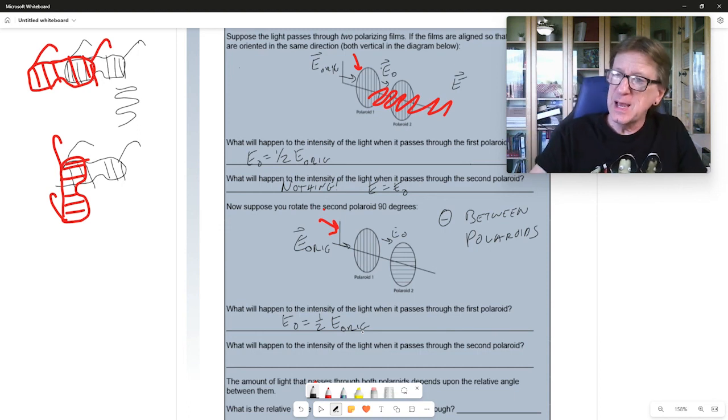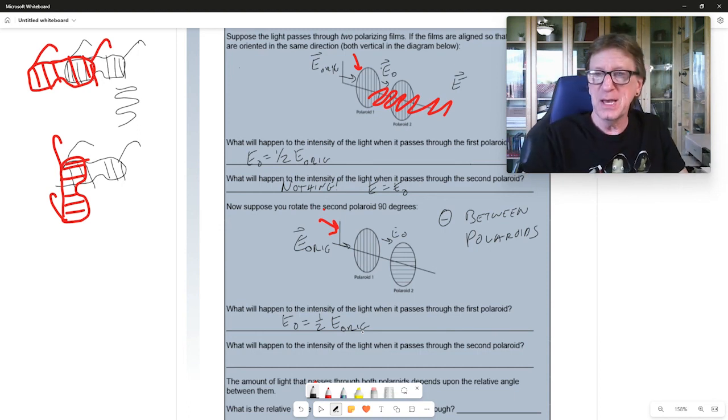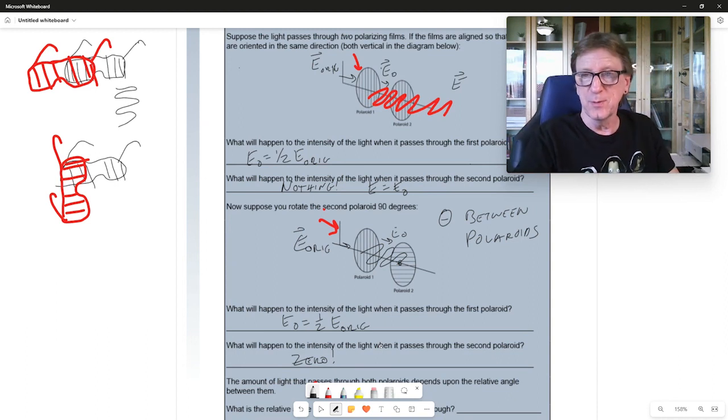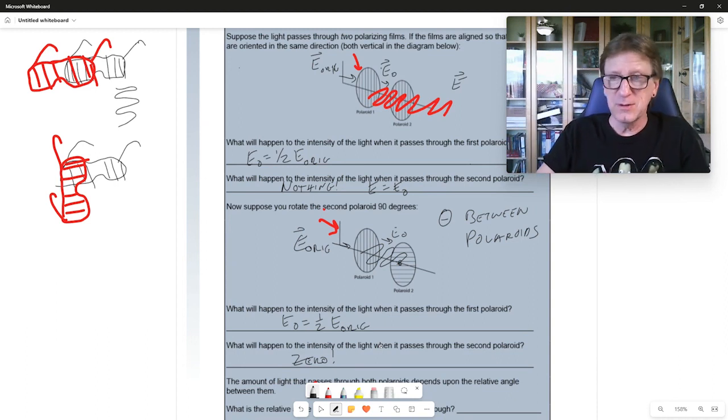Now, what's going to happen to the intensity of the light when it passes through the second polarizer? Think about it. It's going to be gone. So the intensity will actually go to 0. And let's think about why. So I've got all possible polarizations coming this way, but only this polarization is going to survive here. But that left-right polarization can't make it through the second polarizer. And so no light at all gets transferred.